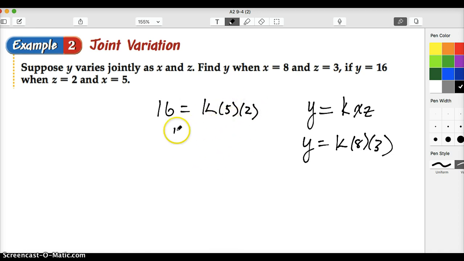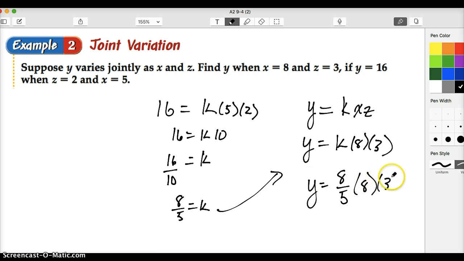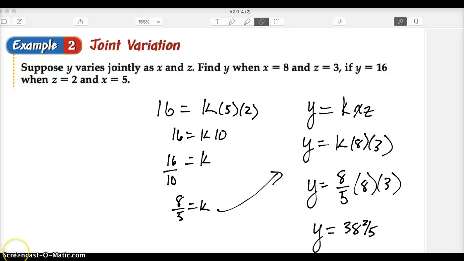So if the case is that 16 is equal to k times 10, that means that k is equal to 16 over 10. And I can reduce that, obviously, to get something a little bit easier to deal with, which would be 8/5. And I'm going to keep that k value just like that. I'm going to use that k value in order to solve for this y value over here. So watch. Y is equal to 8 over 5 times 8 times 3. And this is just a matter of multiplication. So I'm going to get my 64 times 3 and I'm going to divide that by 5. And when I'm done, y is equal to 38 and 2/5.